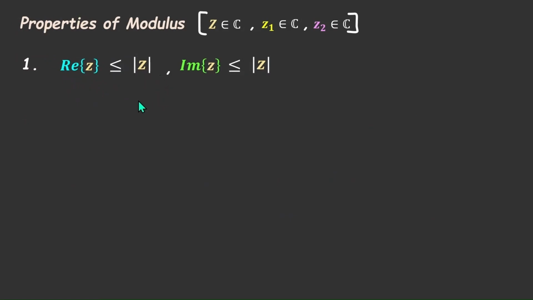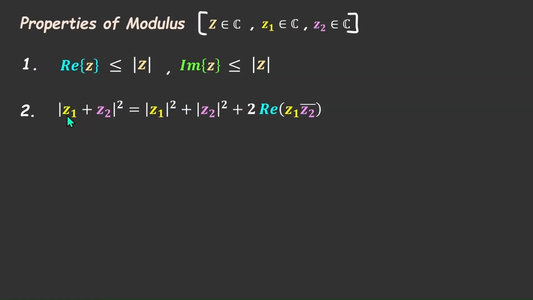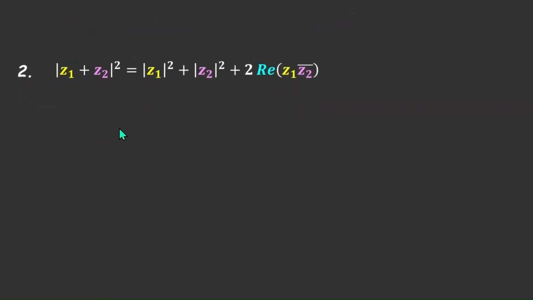Now let's move on to the second property, which says that mod of Z1 plus Z2 whole square is equal to mod of Z1 square plus mod of Z2 square plus 2 times real part of Z1 into Z2 conjugate. Now this is very similar to the general square formula that we know of, A plus B whole square. So let's see how we can prove that. And as we know earlier, Z1 and Z2 are any two different complex numbers belonging to the complex plane. So let's see how we can prove this property.